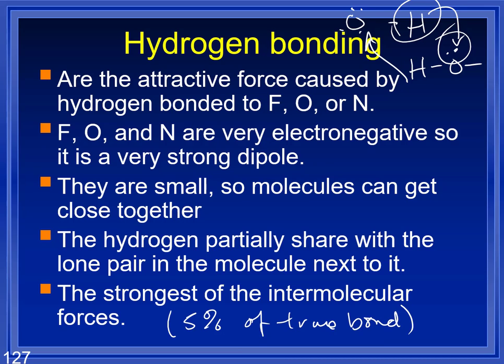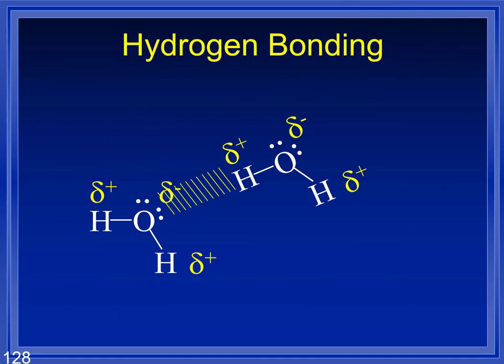So can anybody think of a molecule that has hydrogen hooked to oxygen? Water. So hydrogen hooked to oxygen for water. So this is the hydrogen bond. The hydrogen on this molecule is attracted to the lone pair on that molecule. It's intermolecular, between the molecules. And this is what keeps water from evaporating or boiling.